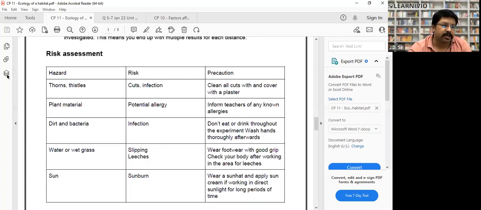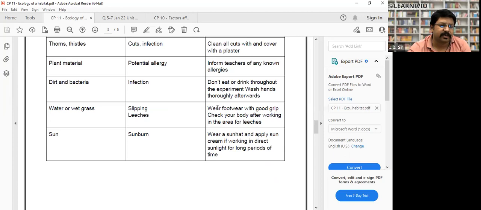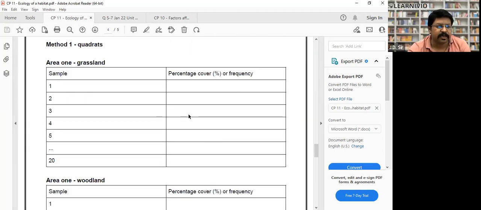Then this is all risk management. What can happen: cut, infection, allergy, there may be allergy, we may get infection, we may slip, leeches may bite us, sunburn can take place if it's a sunny day.